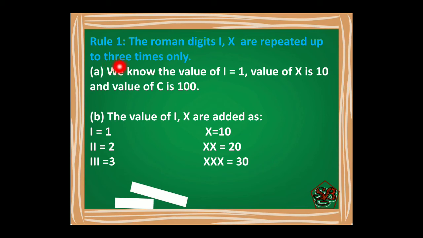Remember, these can be repeated only 3 times. If we are repeating any symbol 4 times, we are going in a wrong direction. We do not repeat any symbol more than 3 times in the Roman number system.